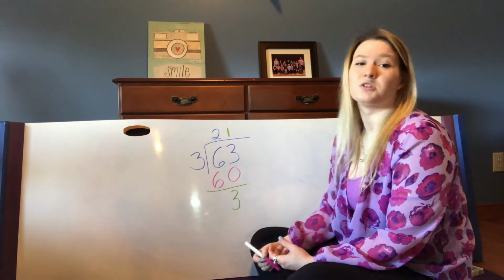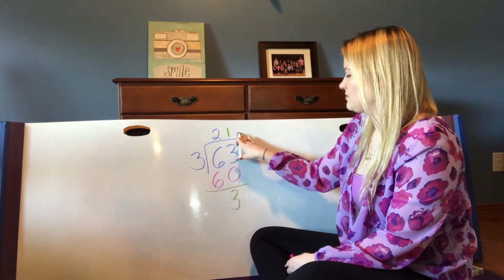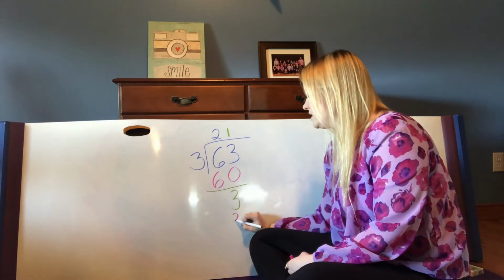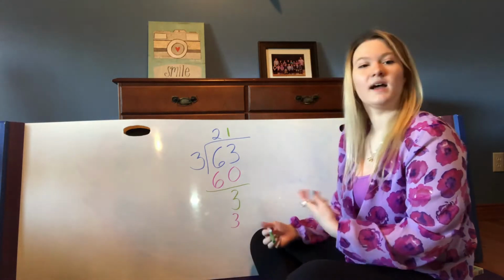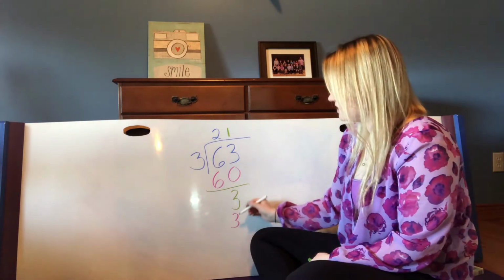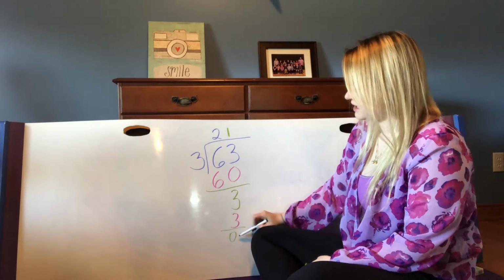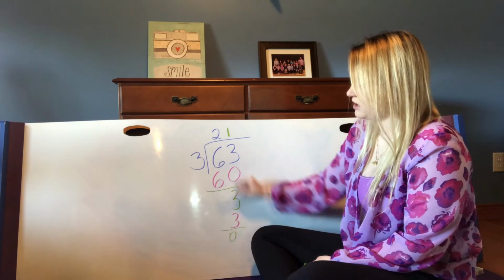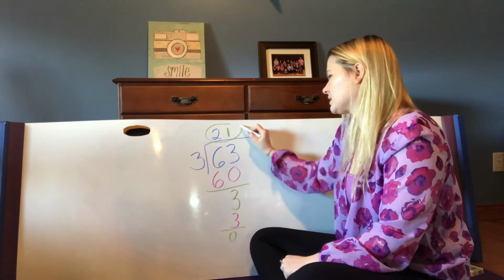Now we're going to move on to the M for multiply. We've got 3 times 1, which gives us a 3. And then we move on to the S, which is subtract. We've got 3, take away 3, which is 0. Which means that we're all done because we're down to a number that we can no longer break into 3 groups. So that means that our answer is 21.